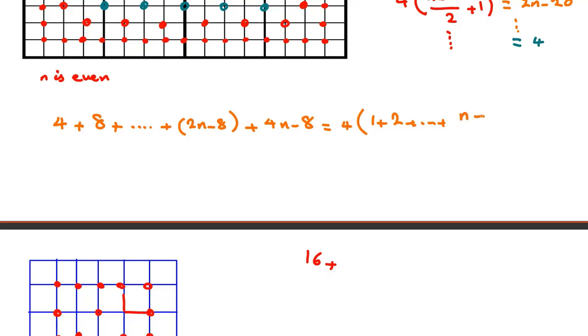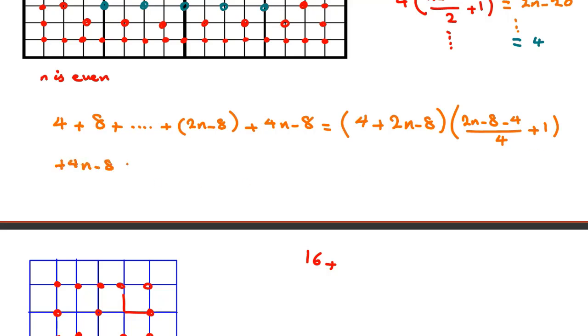We can do this idea, or let me tell you something else. We can say first one, use the formula of arithmetic progression. First one plus last one, 4 plus 2n minus 8 times number of them, which is last one minus first one over common difference 4 plus 1 plus 4n minus 8, okay? Now if you simplify, this part will be what? Will be 2n minus 4.